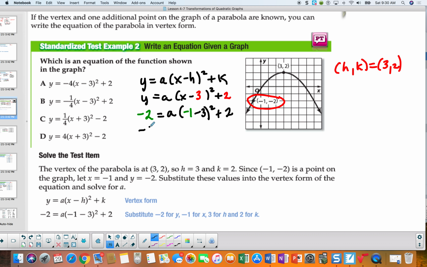So this is going to be negative 2 is equal to, now this is going to be a negative 4. Negative 4 squared is 16a. And then this is going to be plus 2. I'm going to do 16a is equal to negative 4. Therefore, a is equal to negative 1/4. Now, the negative tells me the parabola's facing down. And so let's see if I can find that answer. So this is going to be negative 1/4. This is the only one with a negative 1/4. And it does have my 3 and 2 the way I wanted it. So it is B.